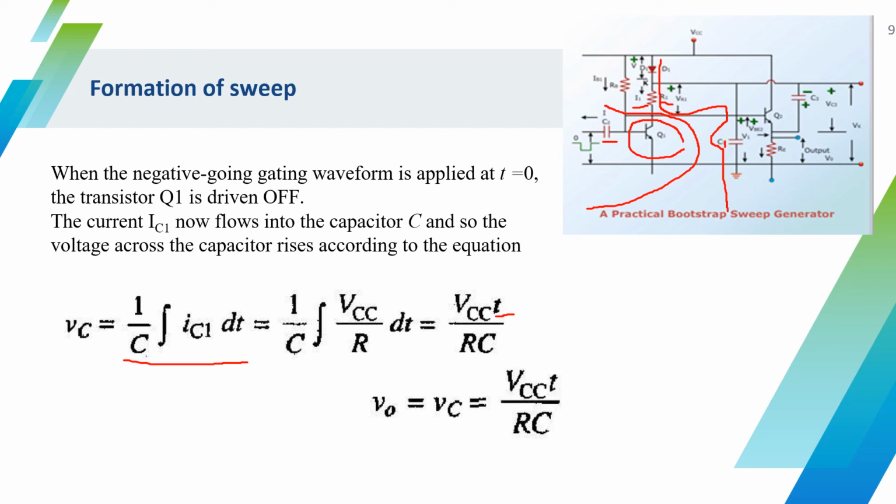So this is just like y equals mx. It is a straight-line waveform which passes through the origin. In this way, a sweep voltage, a voltage which increases linearly with time, is developed in the circuit.